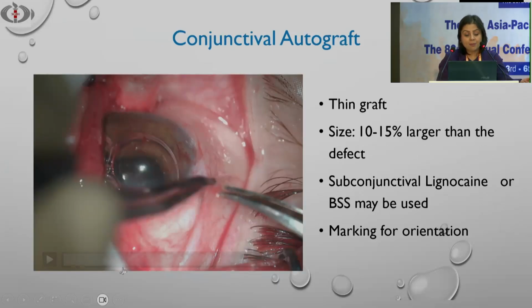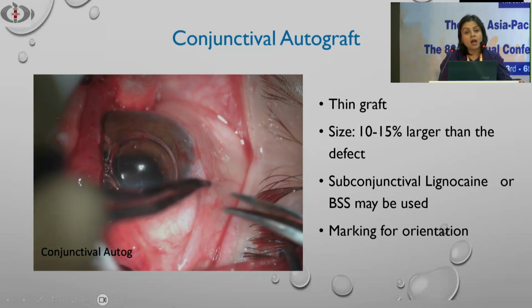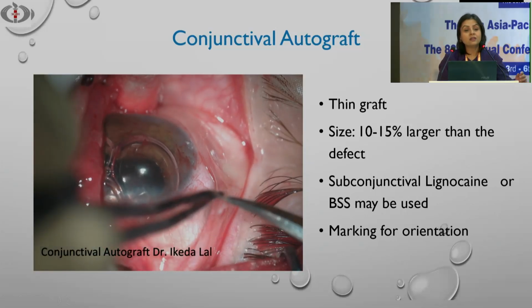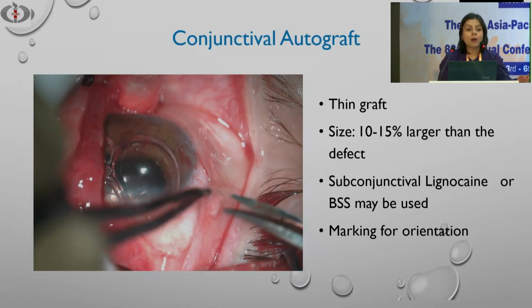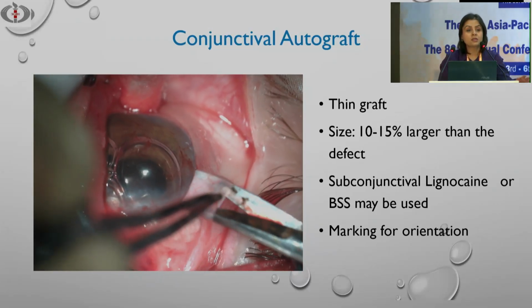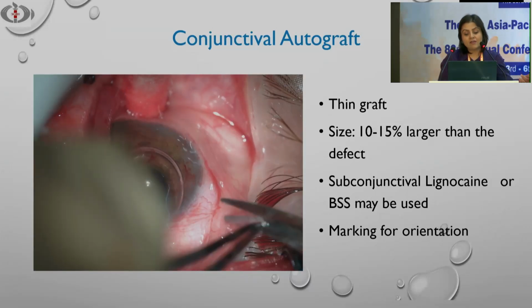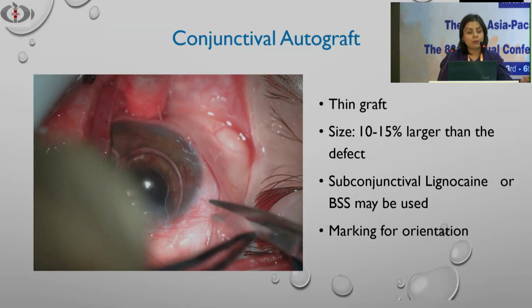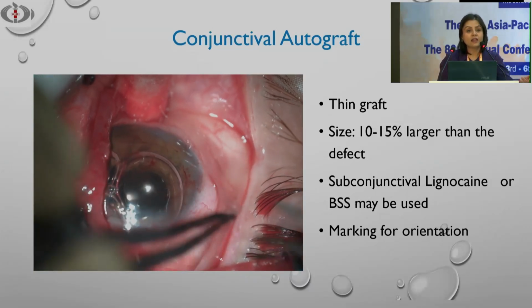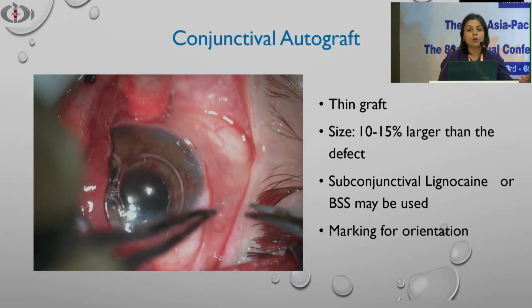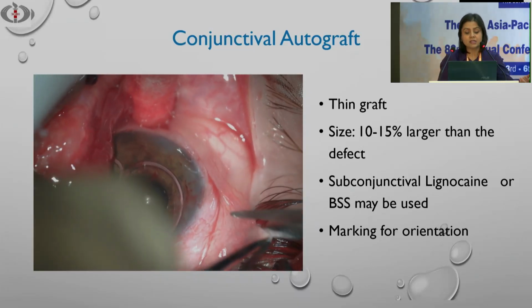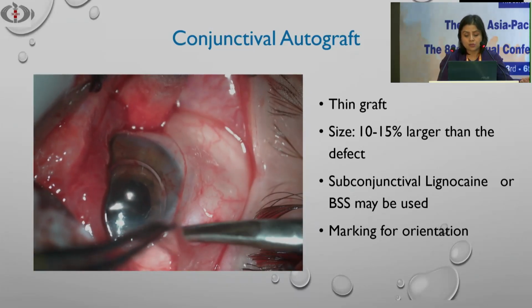Now, next step is harvesting the conjunctival autograft. Here our aim is mainly to have a thin graft with least amount of subconjunctival tissue, so it sits in better, we can stretch it nicely. The size when we are harvesting, we can keep it a little larger, maybe 10% larger than the defect that we have created, because we really don't want to leave any bare sclera behind, and if it's larger than what we require, we can always trim it down.